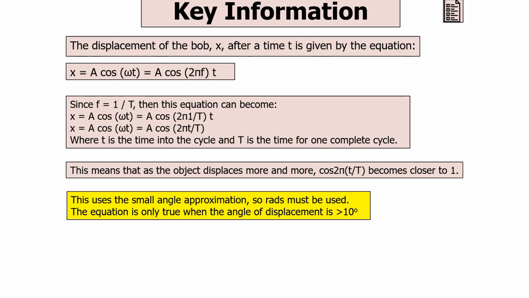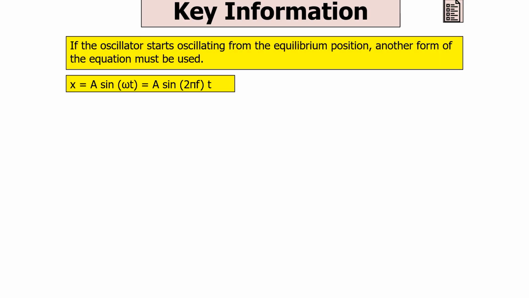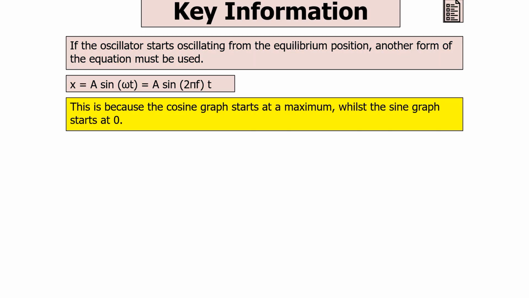Now this equation therefore is only true when the angle of displacement from the oscillator is 10 degrees or less. So this equation assumes that the object has started to oscillate from the maximum displacement position. If the oscillator starts oscillating from the equilibrium position, another form of the equation must be used, and that is x is equal to A sin omega t, or A sin 2 pi f t. This is because a cosine graph starts at a maximum, whilst the sine graph starts at zero.